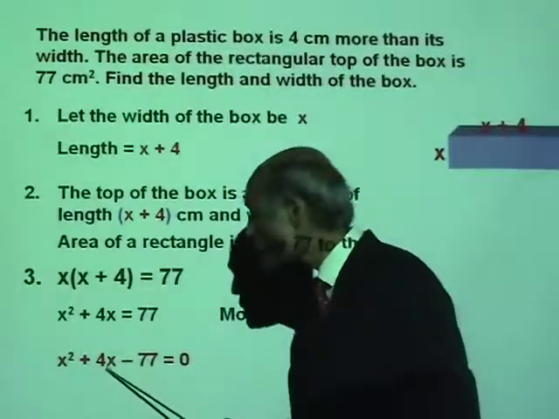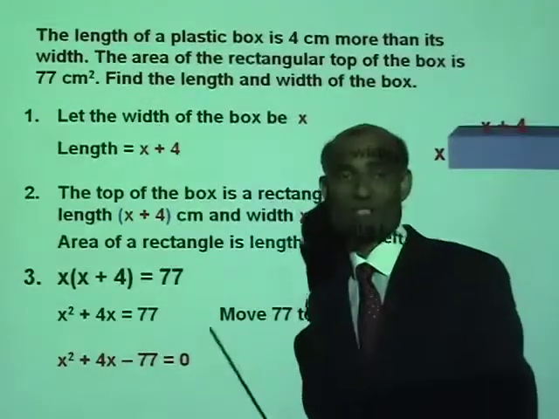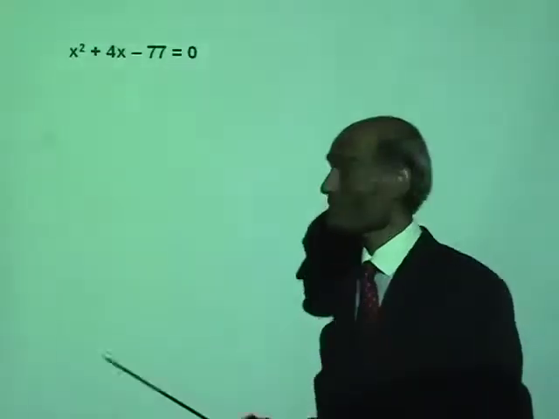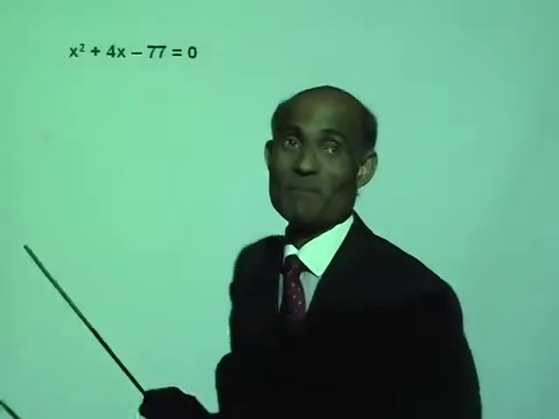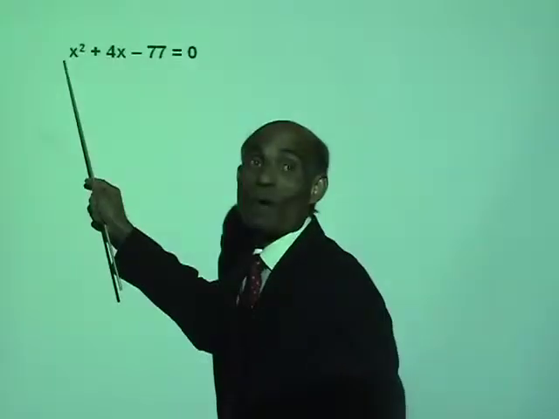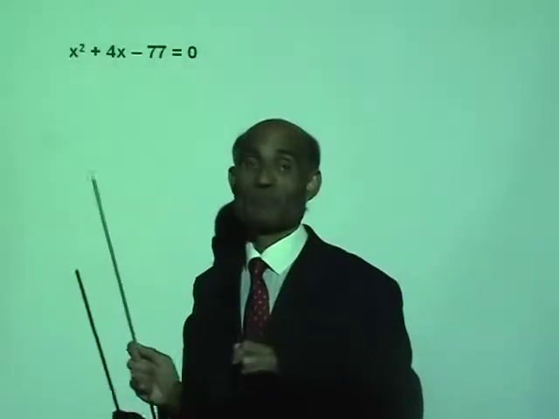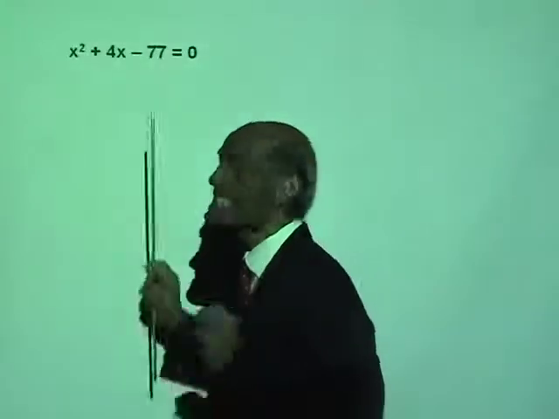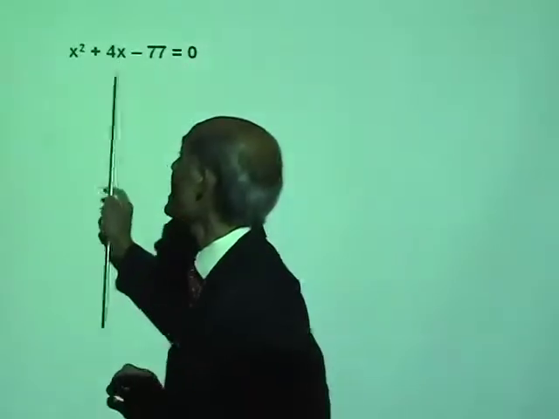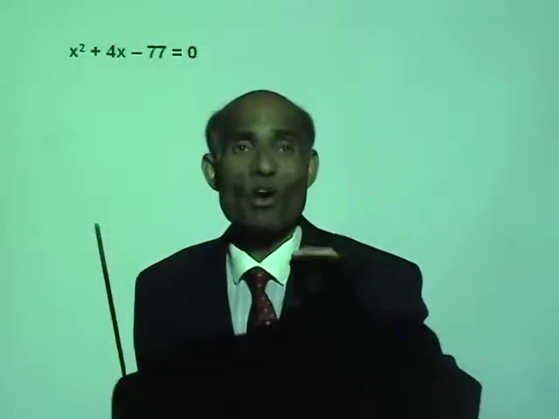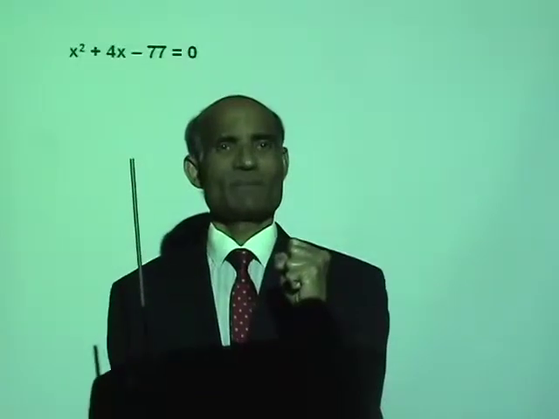I want you to think about this and tell me how you will factor this. Alright? Can you tell me how you're going to factor it? It's a very simple one because the coefficient of x squared is 1. The last term is negative 77. The middle term is positive 4x. Let's look at the number only, positive 4.